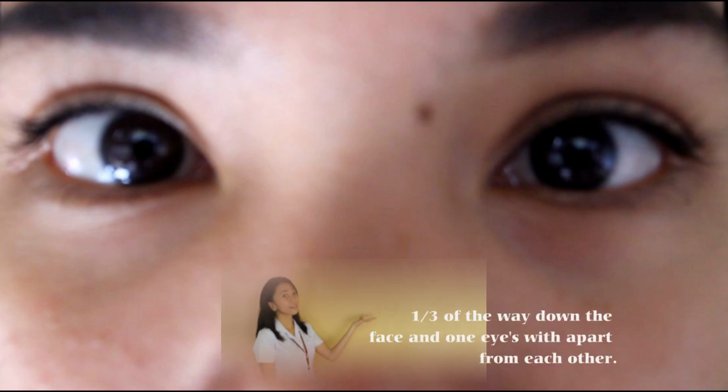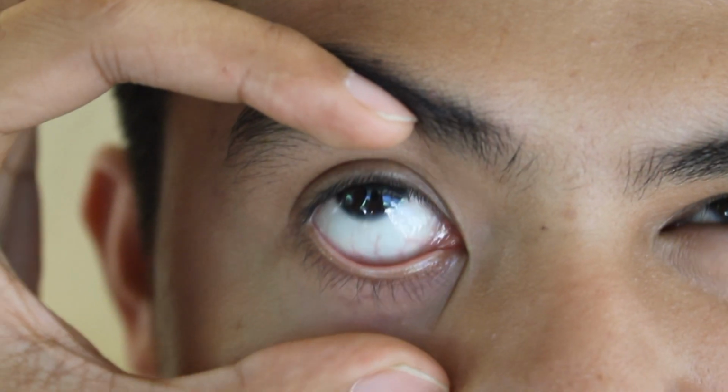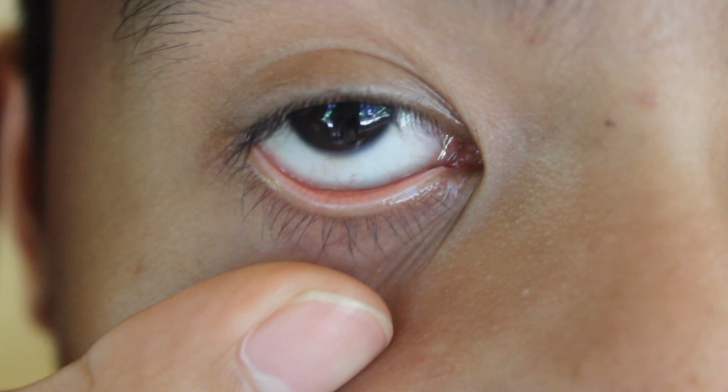Inspecting the eyes. The eyes should be 1/3 of the way down the face and about 1 eye's width apart from each other. Conjunctiva and sclera. Ask the patient to look up and gently pull the lower eyelid down to inspect the bulbar conjunctiva, then have the patient look down and lift the upper lid to examine the palpebral conjunctiva.